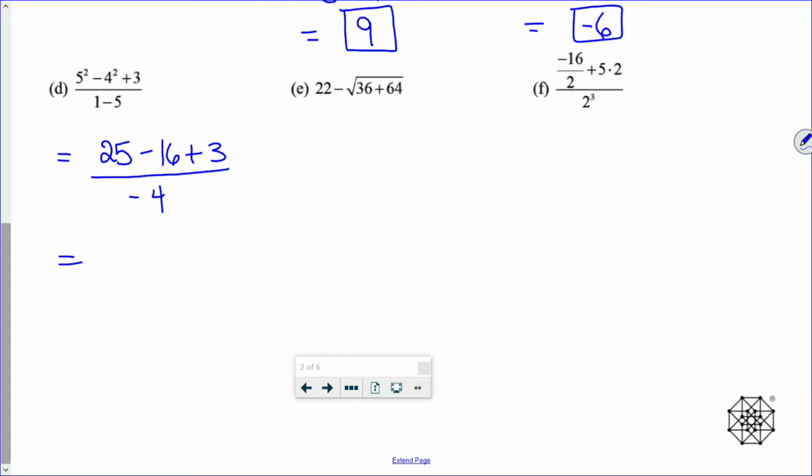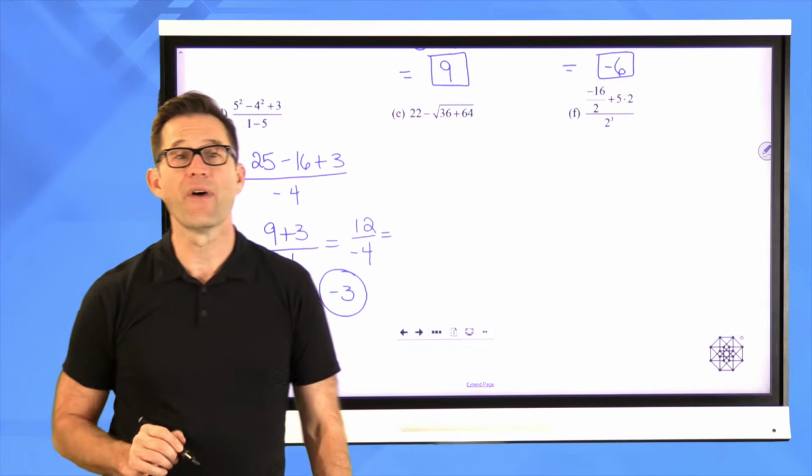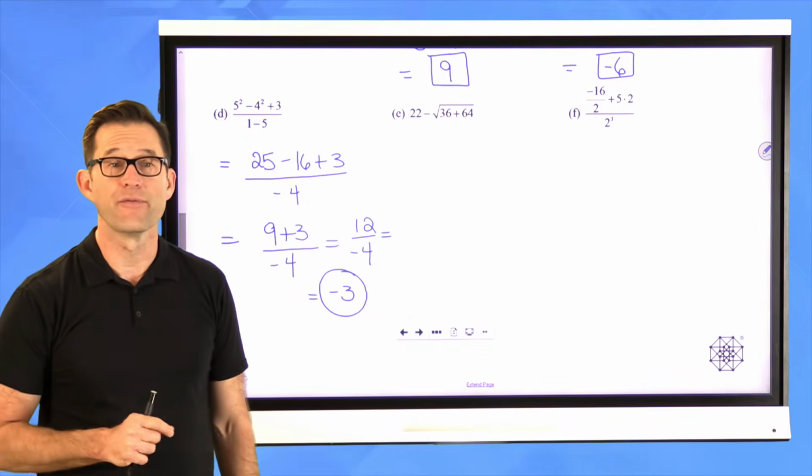Now I can evaluate that numerator going from left to right. 25 minus 16 is 9. So I have 9 plus 3. 9 plus 3 is 12. And now I have 12 divided by negative 4. Keep in mind that when you have a positive divided by a negative, you get a negative. And so I have a final evaluation of negative 3.